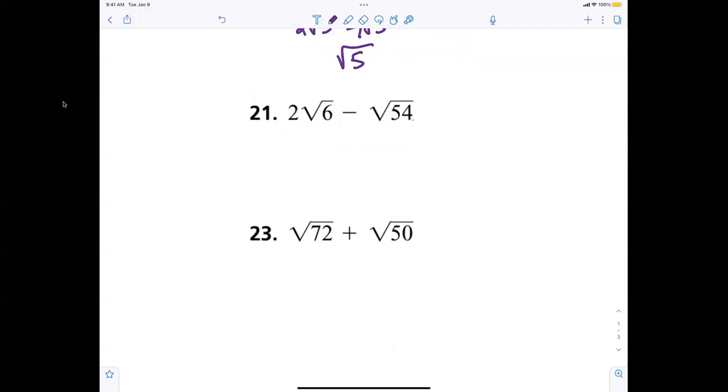-1 radical 6. How are you doing that so fast? Break it down for me. What am I doing? Divide 54 into 9 times 6. 9 times 6. And you can, -3 and -6, and then -3 -2 -1. You are amazing. That is exactly correct. It's that simple.